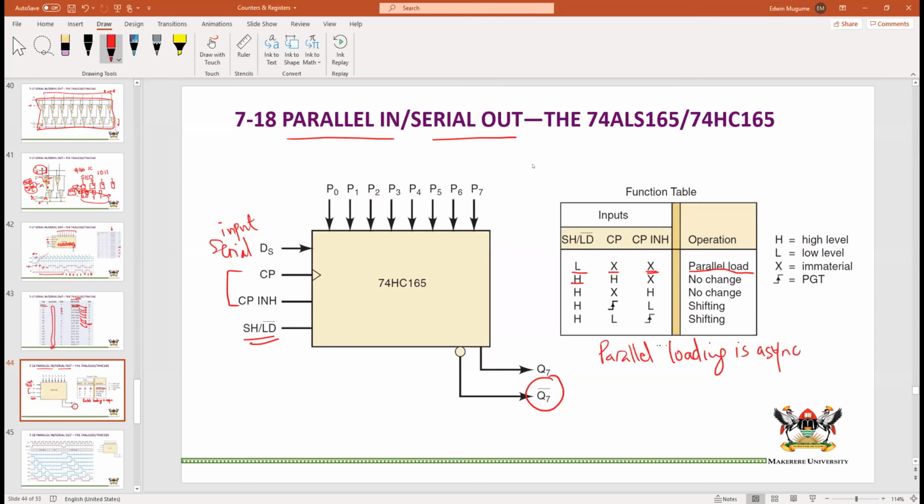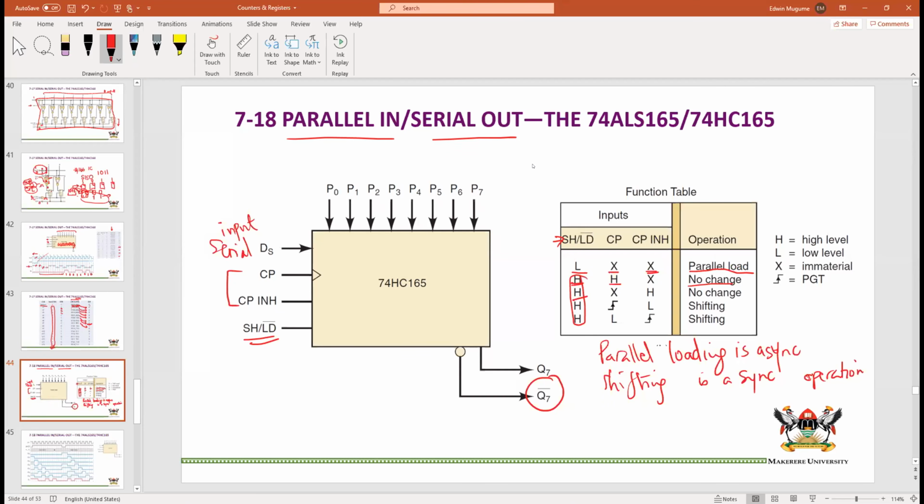Now, if CP, the clock pulse, is high, it stays high, nothing, we cannot do anything. So no change. Because you see, when it is high, we are shifting. But what does this mean? That shifting is a synchronous operation. It must wait for the clock for it to operate. Right. We are still going to shift, so the rest of these are shifting.